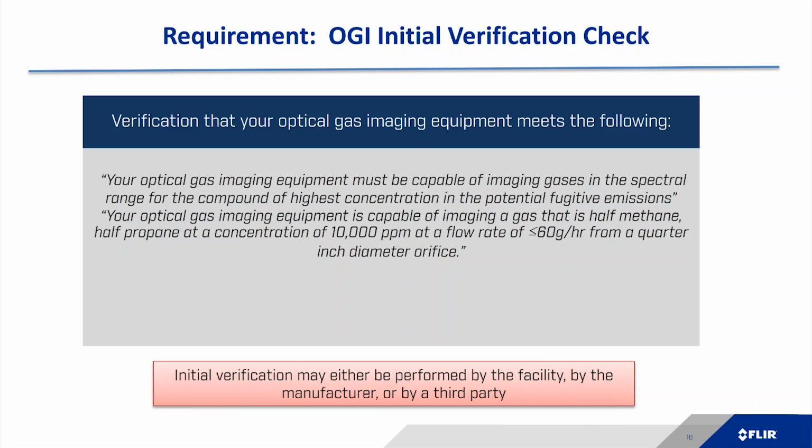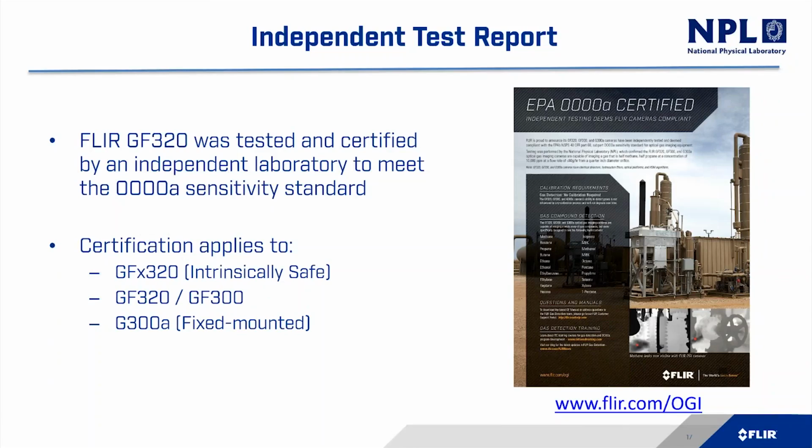Then the other requirement is that your OGI equipment is capable of imaging a gas that is half methane, half propane at a concentration of 10,000 parts per million, also at a flow rate of less than or equal to 60 grams per hour from a 1/4 inch diameter orifice. And they specifically state that this verification can either be performed by the facility, by the manufacturer, or by a third party. So it puts the onus either on the operator itself or the manufacturer specifically of the equipment, which would be FLIR in the case if you're using a GF300, GF320, or GFX320. And so this is where we feel like FLIR can offer some support to our customer base.